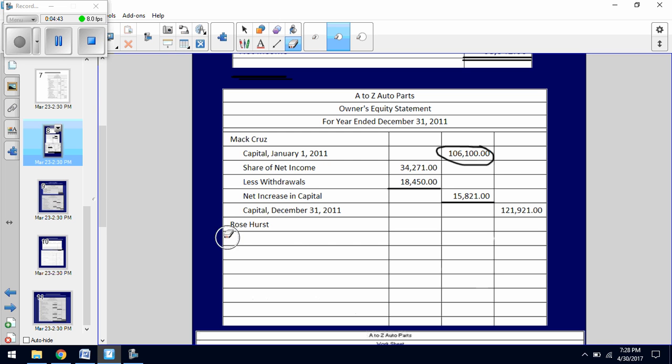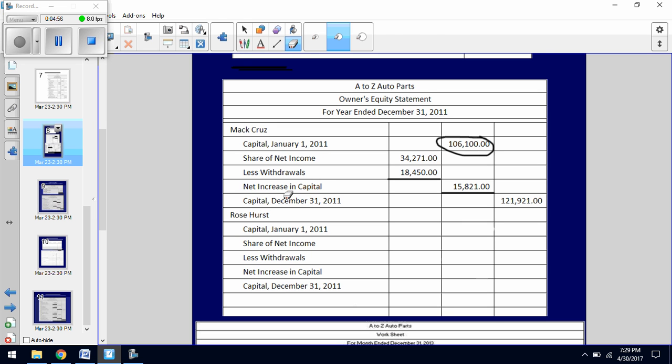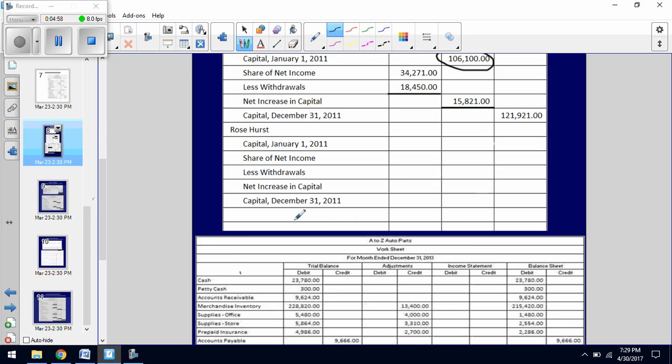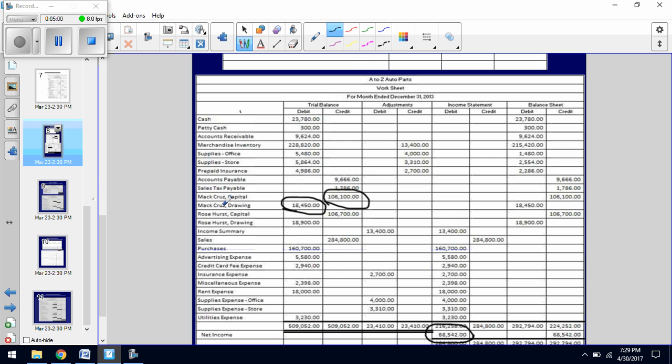Everything's the same since each person shares 50% of the net income. There's no additional investment, so all the headings over here on the left are going to be the same. You just got to make sure you check for the numbers. So for Rose Hurst, I'm going to go back down to our worksheet. Going to find her starting capital right there, $106,700. And I'm also going to circle the drawing while I'm here, 18,900, because we're going to need both of those numbers.